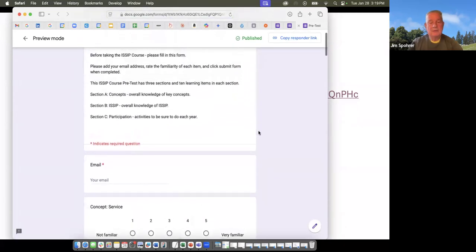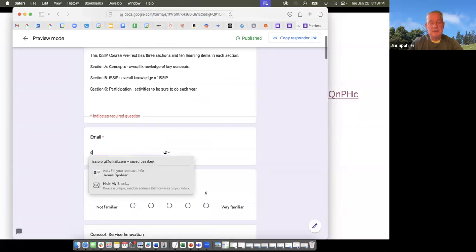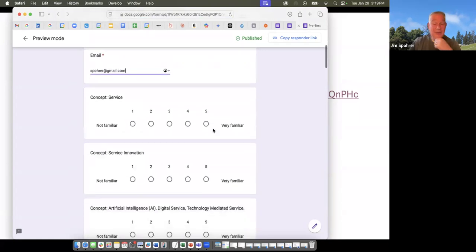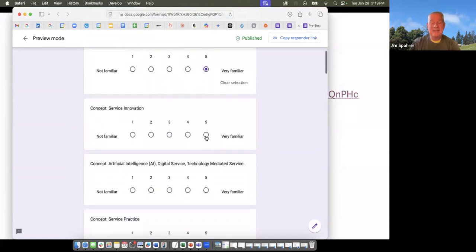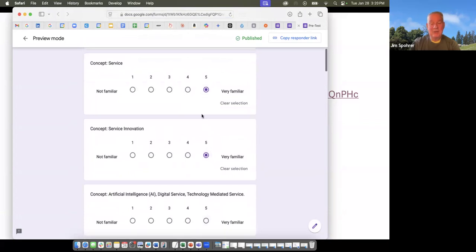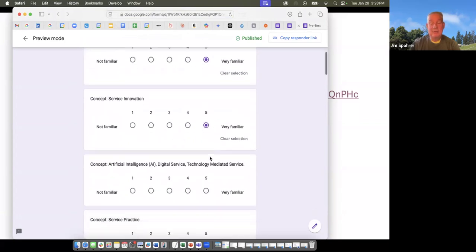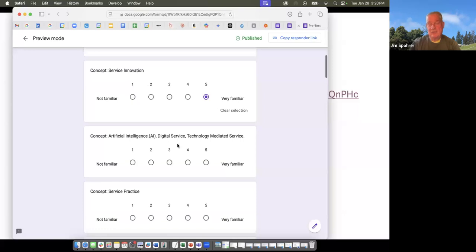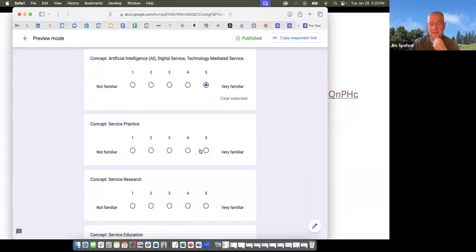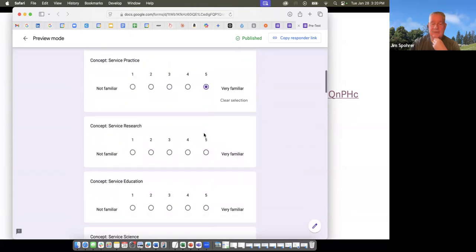Now, the pretest people should put their email address, so sporer@gmail.com. Since I'm very familiar with all of these, my pretest isn't going to be that informative. For service, I'm very familiar with the concept. Service innovation, very familiar. The concepts of artificial intelligence, digital service, technology mediated service, very familiar. The concept of service practice, very familiar.